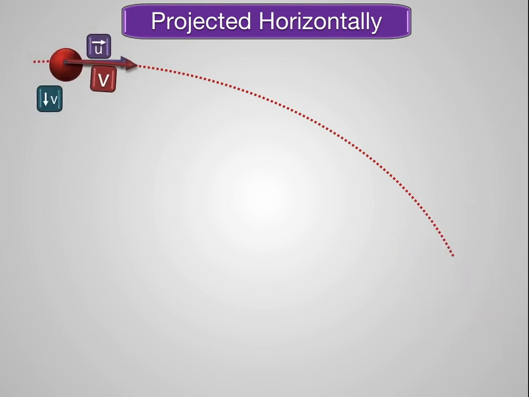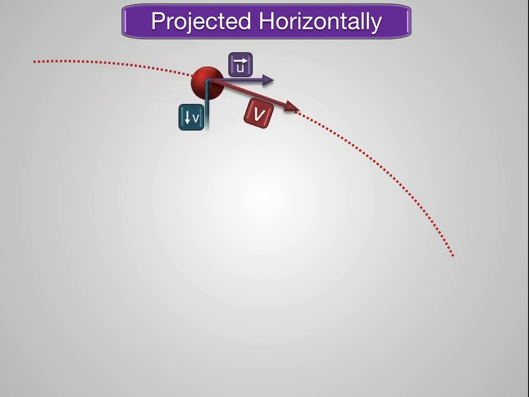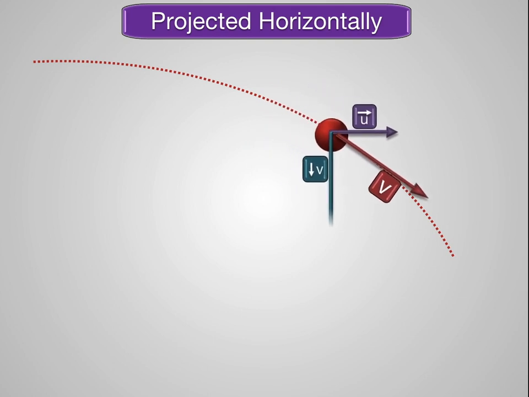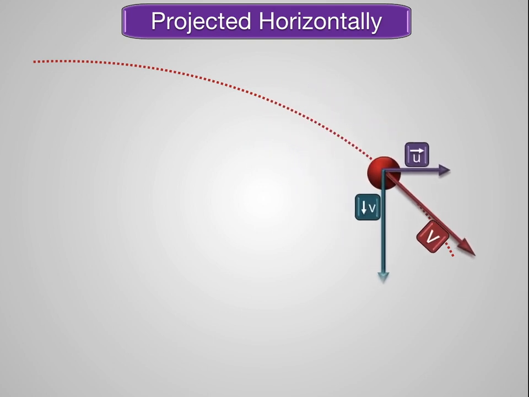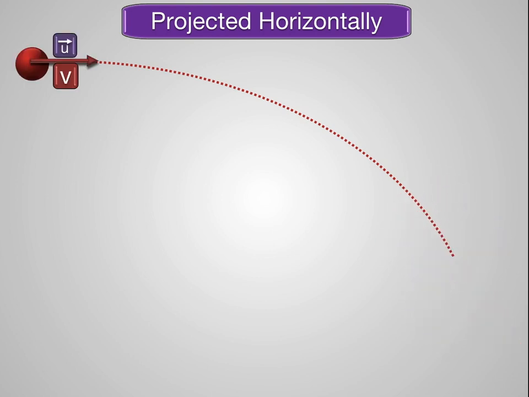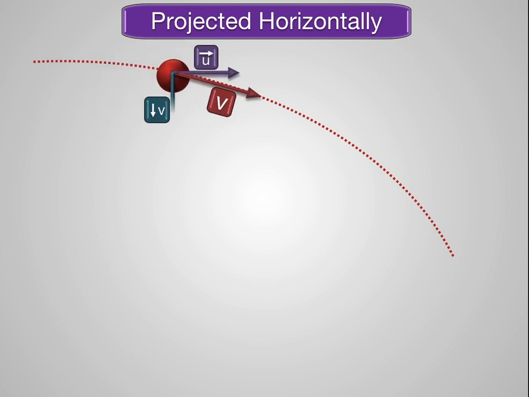Because in order to change the velocity, you need a force. There is no force acting in that direction. In the horizontal direction, there's no force. A very important point in projectile motion: there is no force acting horizontally, but there is a force acting vertically, which is the weight of the body.